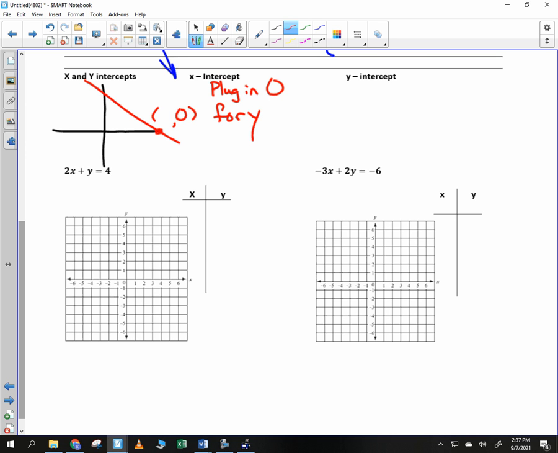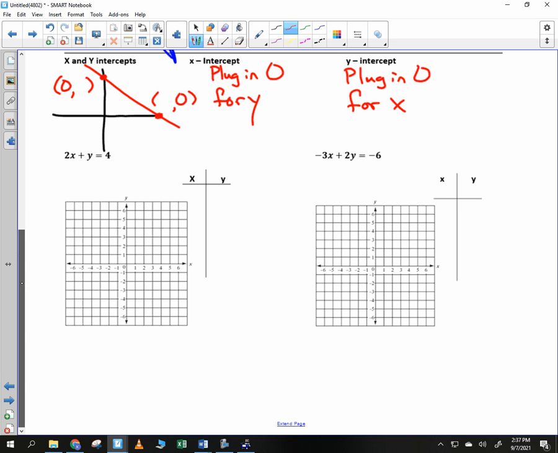Let's look at my other intercept, this y-intercept. It has a coordinate. Do you know the x value or the y value? What's the x value? So for the y-intercept, plug in 0 for x. So let's go ahead and do it. I'm going to plug in 0 for x. I'm going to plug in 0 for y. And that's going to produce for me a value, and I can then plot it and graph it.